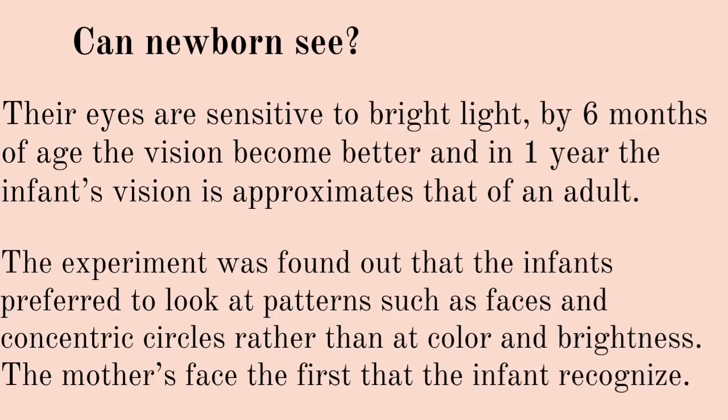Can a newborn see? Their eyes are sensitive to bright light. By 6 months of age, the vision becomes better, and in 1 year, the infant's vision approximates that of a child. An experiment found that infants preferred to look at patterns such as faces and concentric circles rather than at color and brightness. The mother's face is one of the first things that infants recognize.